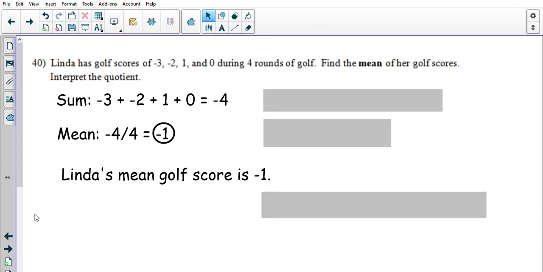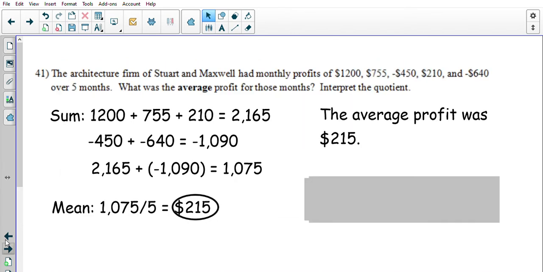Also, sometimes it might say, like in this case, during 4 rounds of golf, I'll have students try to add that in as one of the numbers, but it's not one of the scores, it's how many rounds we had or how many scores we had.